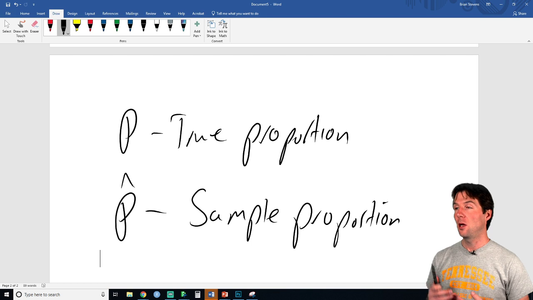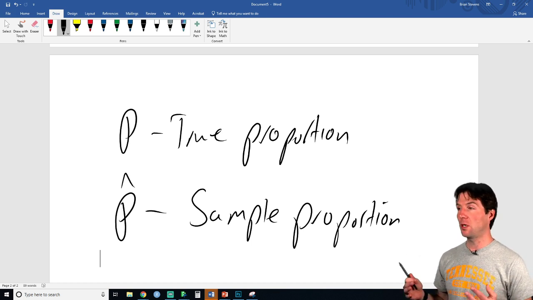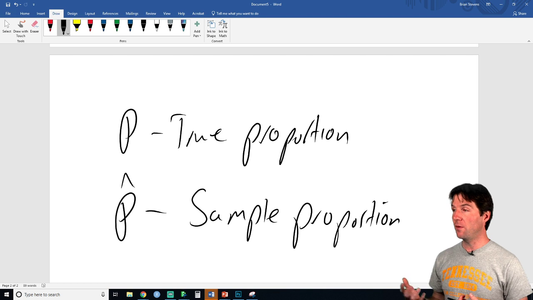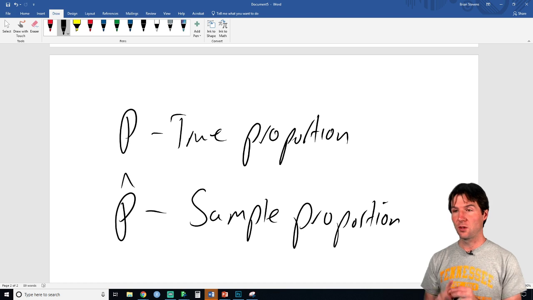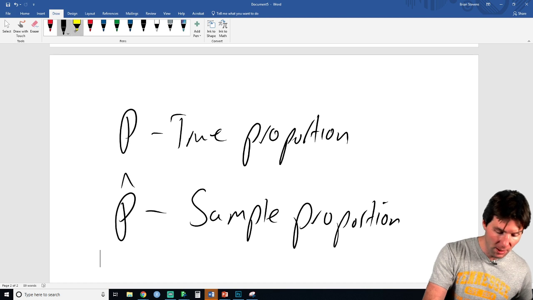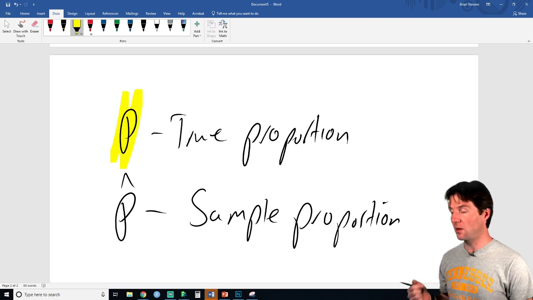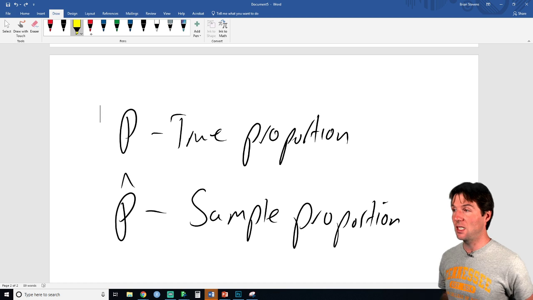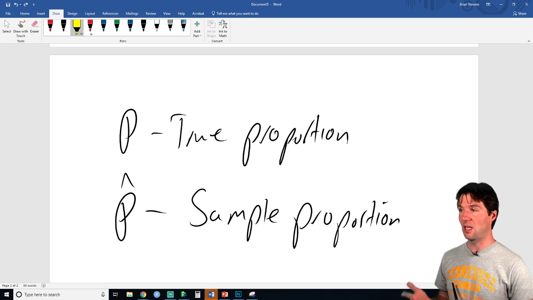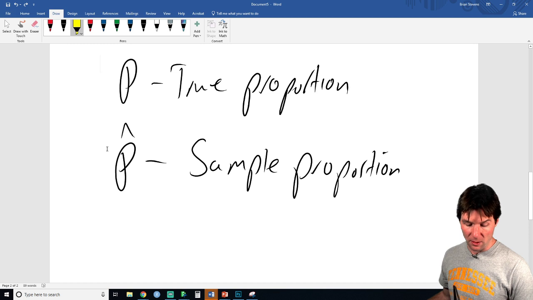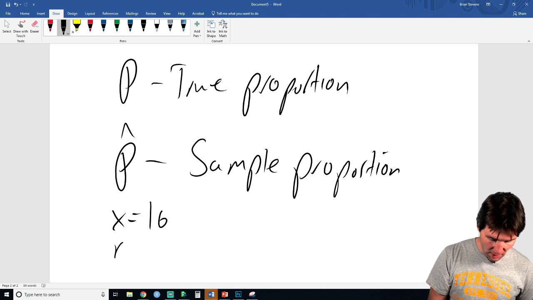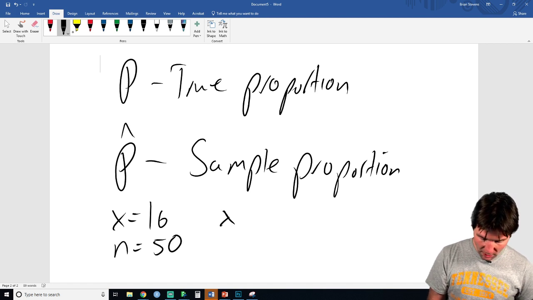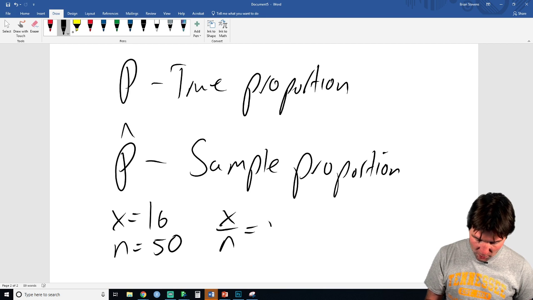And with this right here, how does a true proportion read? One of the questions on the practice test says something like 25% of water heaters will last at least 10 years. So that's telling you the truth. When it says 25% of water heaters will last at least 10 years, that would be P. But later on in the question, it says something like 16 out of 50 water heaters lasted 10 years. Now, when you hear 16 out of 50, what do you notice? 16 is X, and n is 50. And X over n equals P hat.